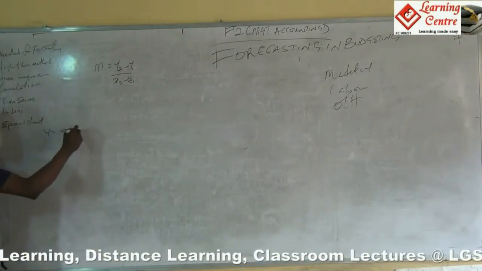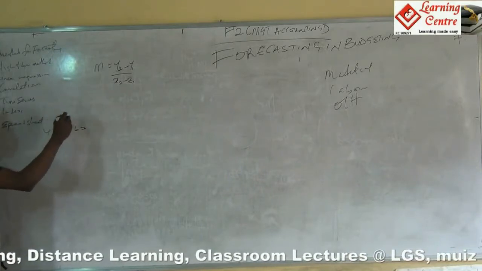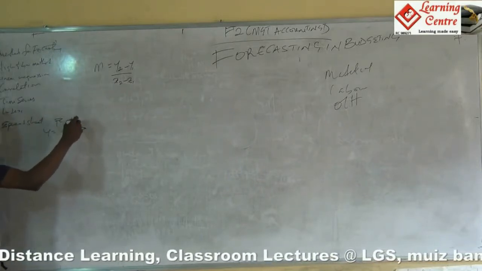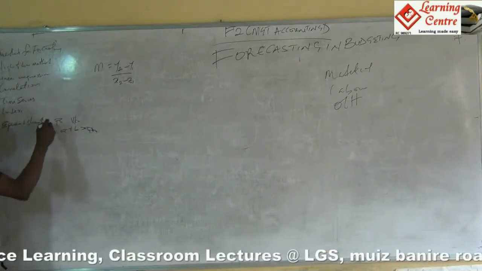You also remember that under economics, the cost function is y equals a plus bx, where a is the fixed cost, b is the variable cost per unit, x is quantity, and y is total cost.